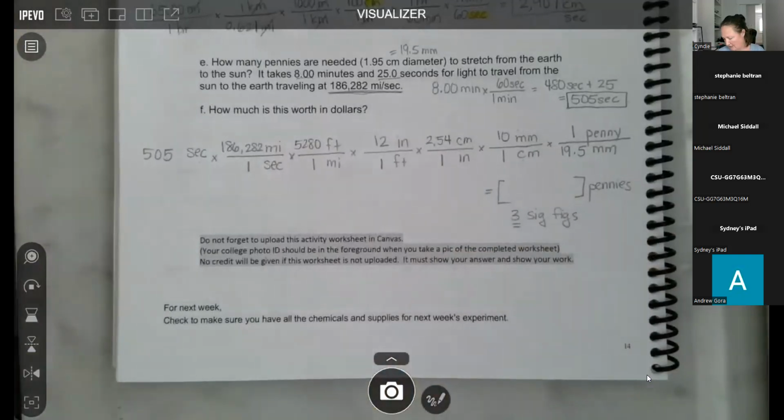And you can use scientific notation because it's going to be a really large number, obviously, from the number of pennies to get from the earth to the sun. So you should expect a really large number, a really large exponent. Okay.